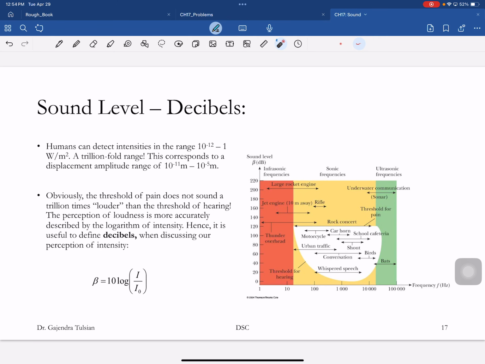Now let's come back to intensity. Intensity is the energy passing per unit area per second. Energy per unit area per second.